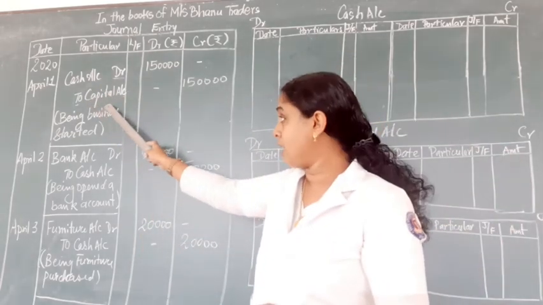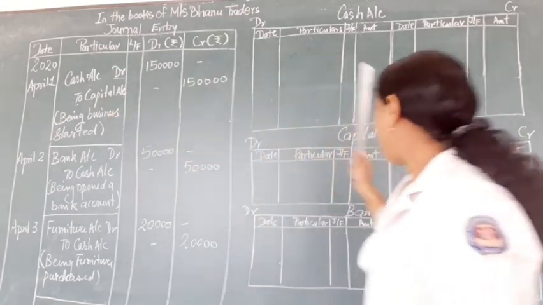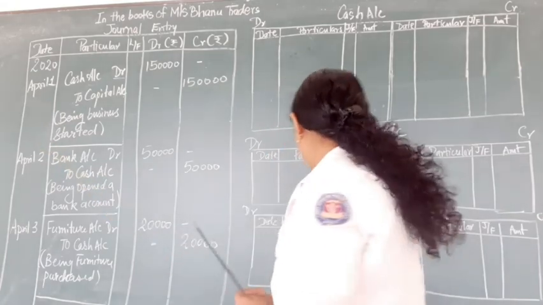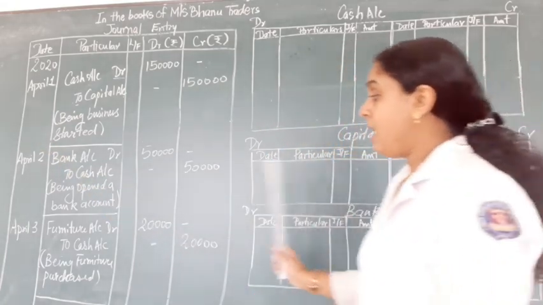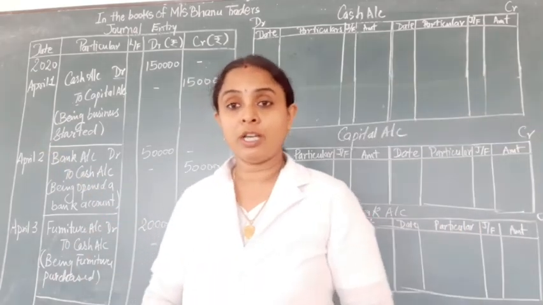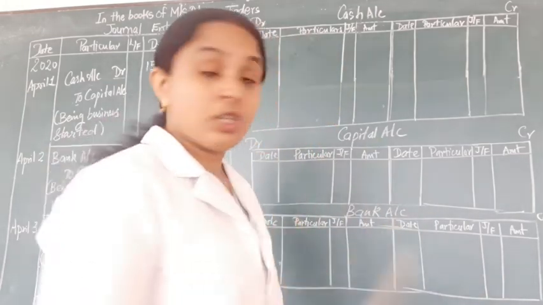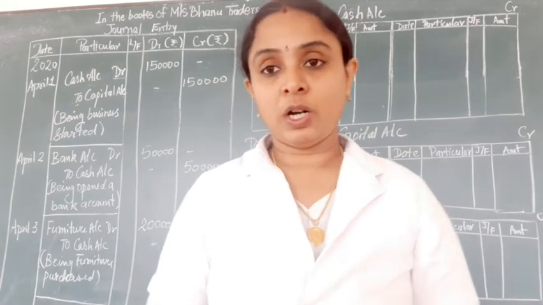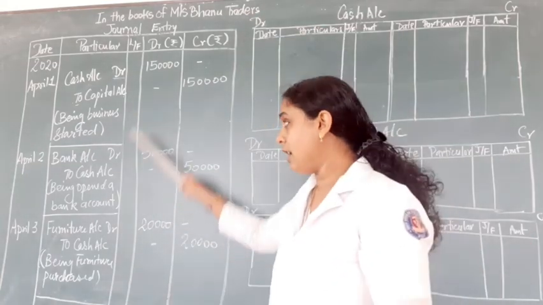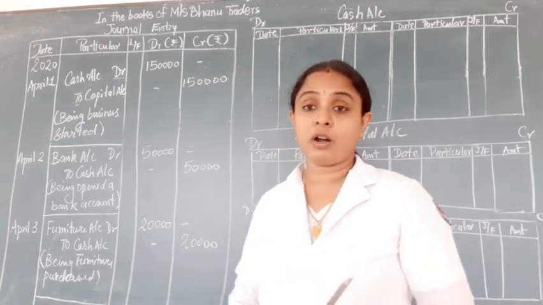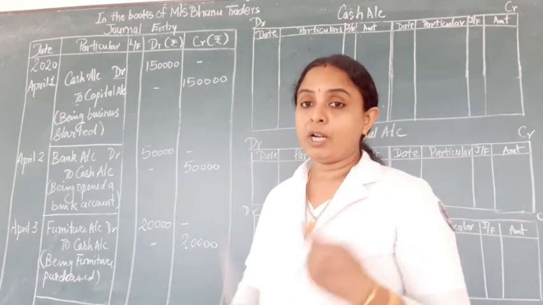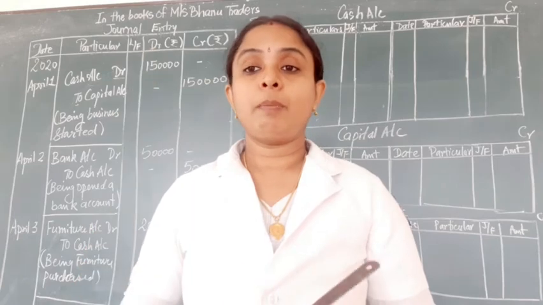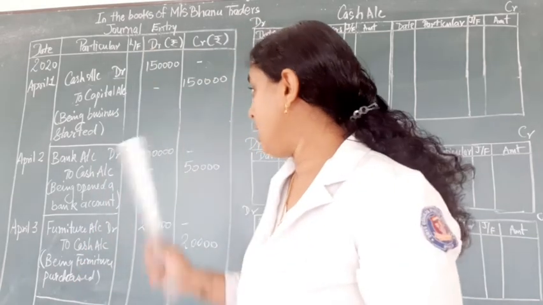Then the other account is the capital account. So I have prepared the capital account. And the bank account is also there. So I have prepared the bank account, and one more, the furniture account, is also there, which because of the restriction of space I have not prepared. So you have to prepare the furniture account also. So here, as per these transactions, there are 4 accounts which you have to prepare. Depending on the transactions and the journal entries, you have to prepare the accounts.